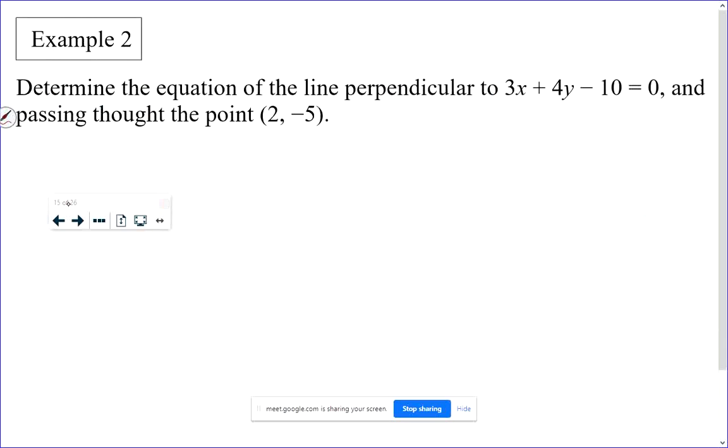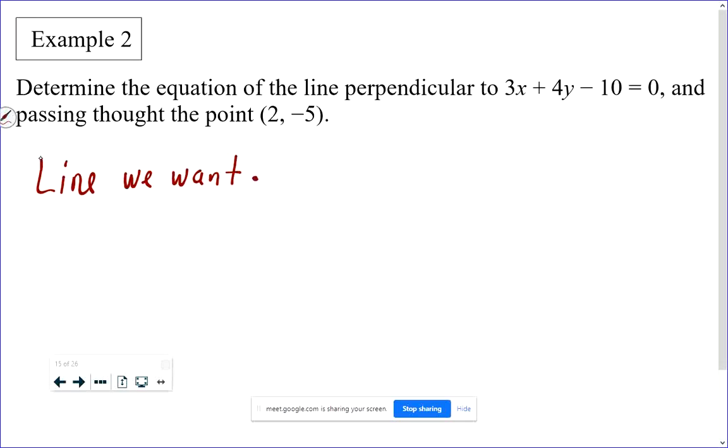All right, example 2: determine the equation of a line that's perpendicular to 3x plus 4y minus 10, and it also passes through the point (2, -5). Okay. So we want to find an equation, and that means we need to know the coordinates of a point that the line whose equation we want to find passes through. And we do. It's (2, -5).